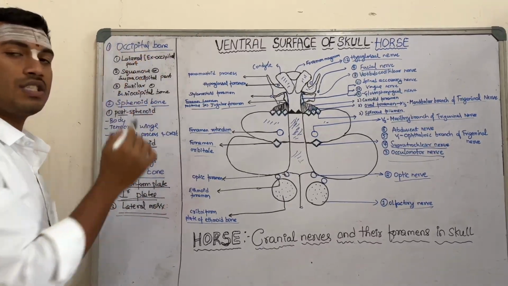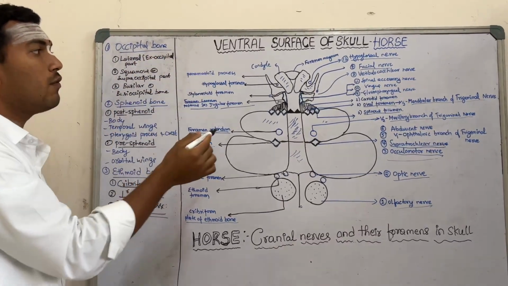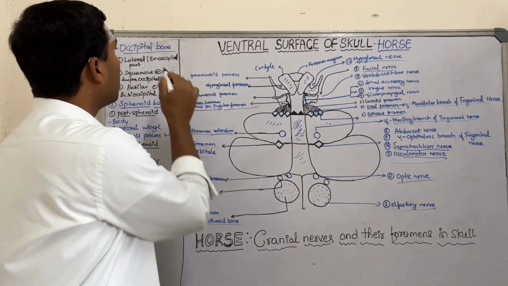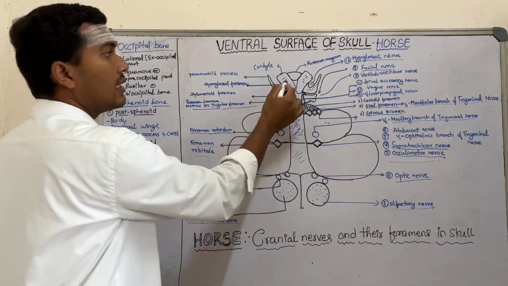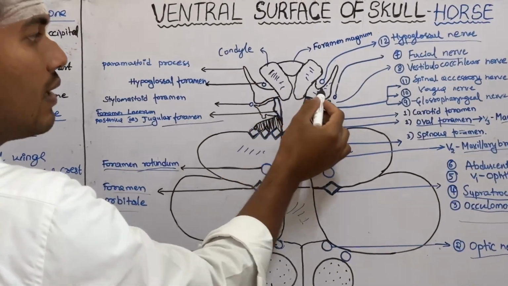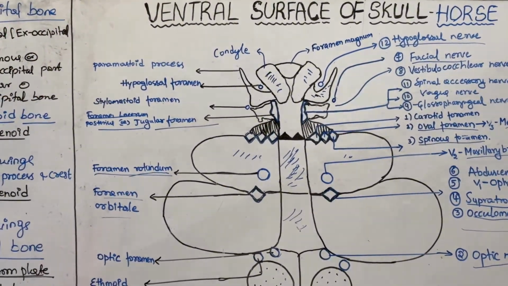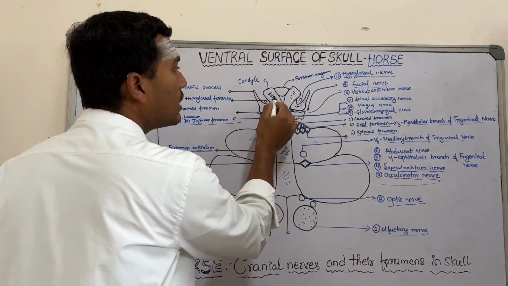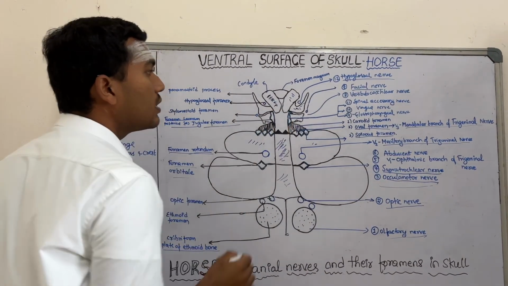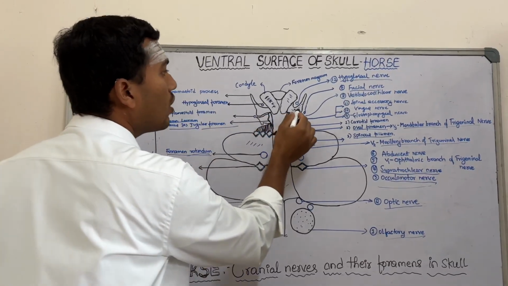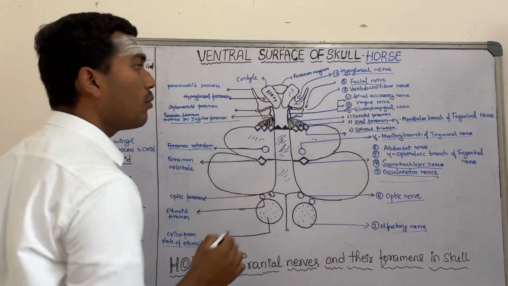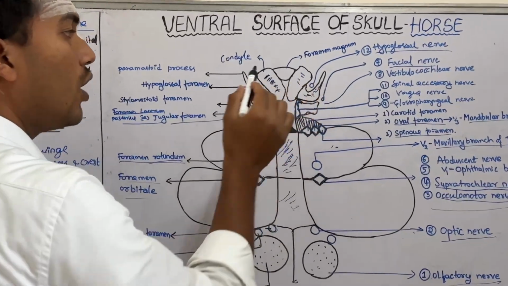Coming to the first bone, the occipital bone, it forms the posterior part of the cranium. The occipital bone consists of condyles. This is the condyle, and this is the paramastoid process. In the horse skull, these condyles are laterally placed, and the paramastoid process is longer and narrower. Between the condyles and the paramastoid process, we get the condyloid fossa.